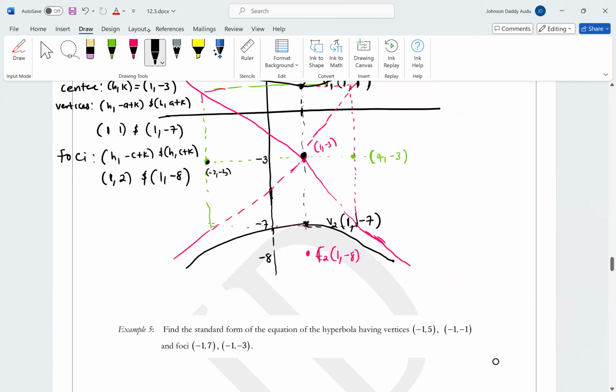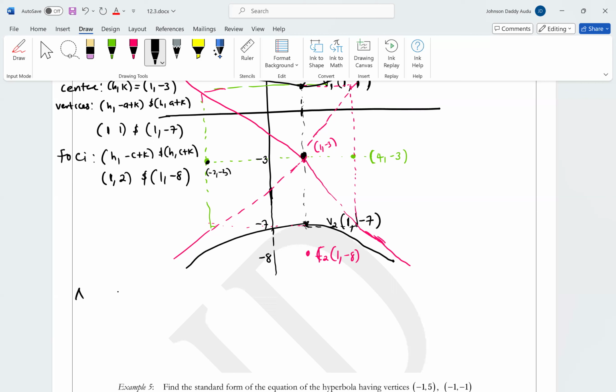okay, and one important thing that we should calculate is the asymptotes. So let's find the asymptotes here. The asymptote is still y minus k equals plus or minus a over b, x minus h. So we know what k is. So it is y plus 3, right? Because k is minus 3, which is the center. And this is plus or minus a is 4, b is 3, then x minus h, which is 1.